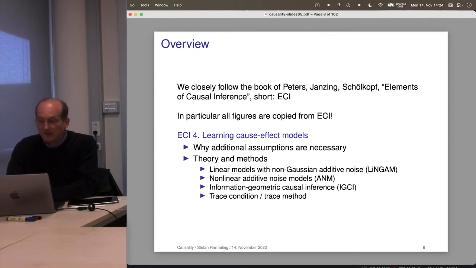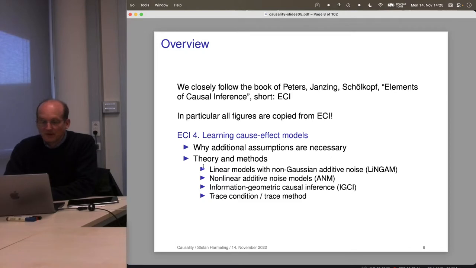Okay, my source is basically the book from Peters, Janzing, and Schölkopf, Elements of Causal Inference, which I will abbreviate ECI in the following, yeah? And all the figures, if not otherwise noted, are from this book, just copied. Also, the reasoning is copied from the book, but sometimes I add something so that I also understand it, so that sometimes something is added.